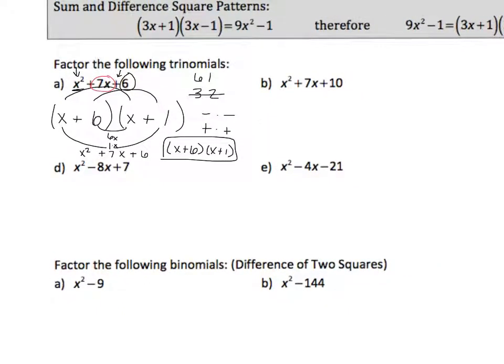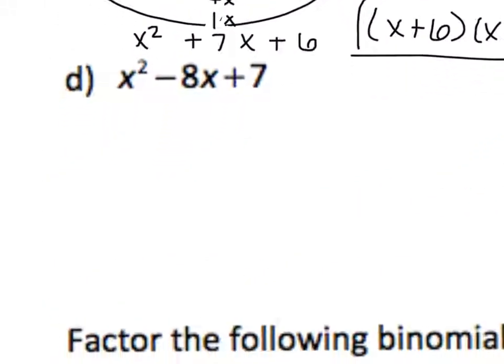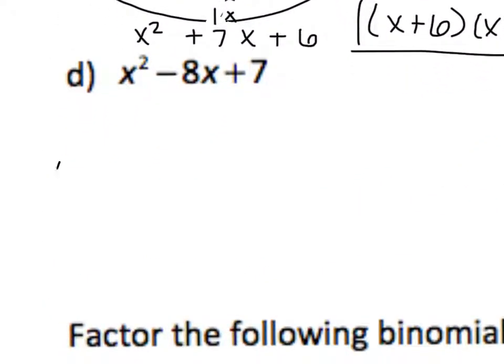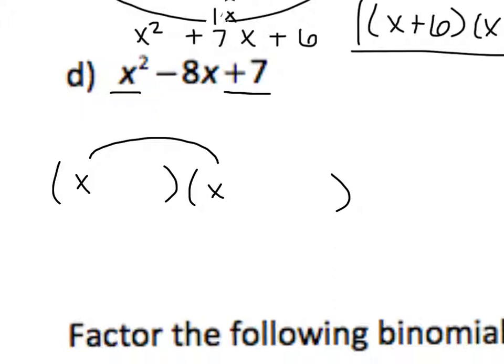Okay, now I'm going to skip around and I'm going to go down to letter D. Okay, again, creating 2 factors. First numbers have to multiply to get to x squared. The only thing that multiplies to get to that is x and x. The last number has got to multiply to get to 7. The only options are 7 and 1. But remember we talked about it's a positive 7, so it could be either negative 7 and negative 1 or positive 7 and positive 1.